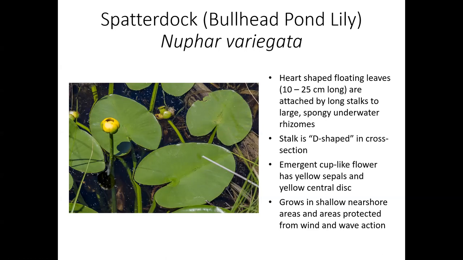The flower of the spatterdock is a cup-like flower, which is bright yellow, and it has these yellow sepals on the outside, as well as a yellow central disc in the middle of that flower. These flowers tend to emerge slightly out of the water column. Again, these water lilies are oftentimes found growing in conjunction with other species. In general, these floating-leaved plants are somewhat restricted to grow in the more near-shore and shallow areas of lakes or areas that are more protected from wind and wave action. It is less likely that you're going to find these floating-leaf plants out in the middle of the lake or in deeper waters or in areas that exhibit a lot of water flow.